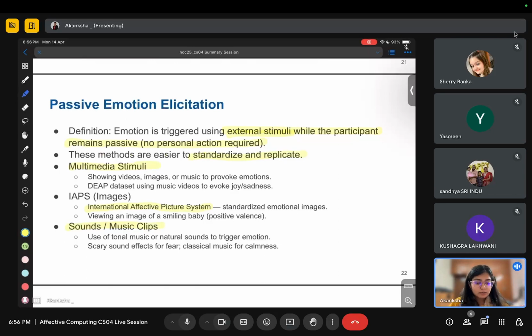If you give some text and you tell ChatGPT, please tell me the emotion associated, it will be able to tell you. Okay.